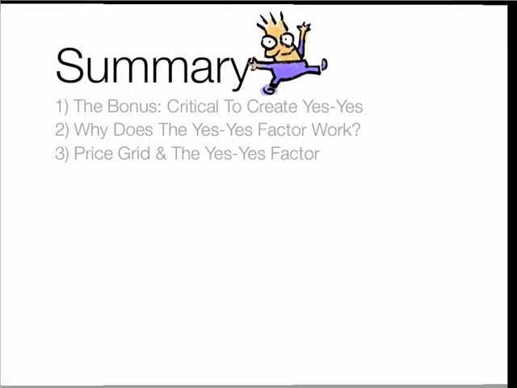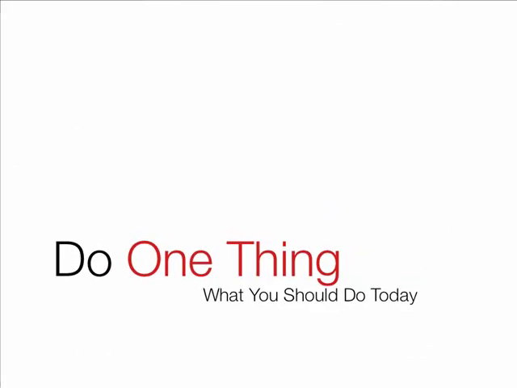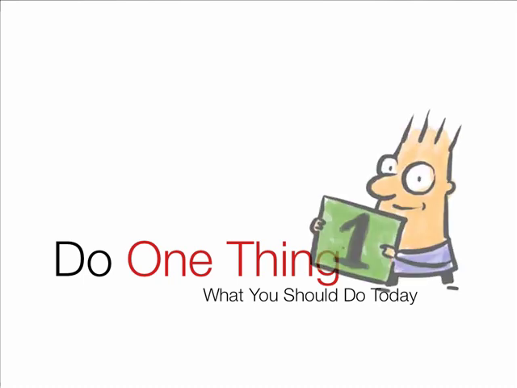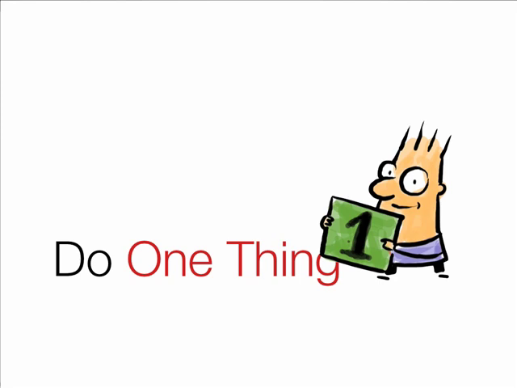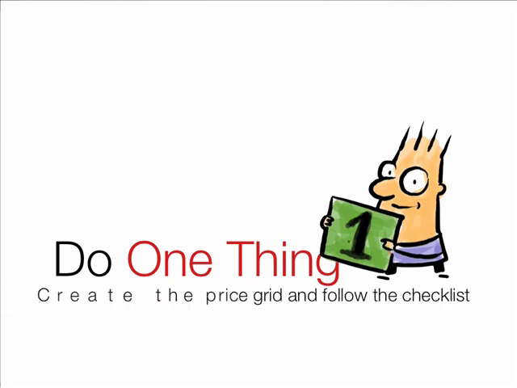So what are we going to do from here? Well, I've done my bit. Now it's time for you to do your bit. Do one thing. What should you do today? The first thing you need to do is make sure that you've got your checklist ready. So you've got those checklists of 5 steps, and then you're going to create a price grid.